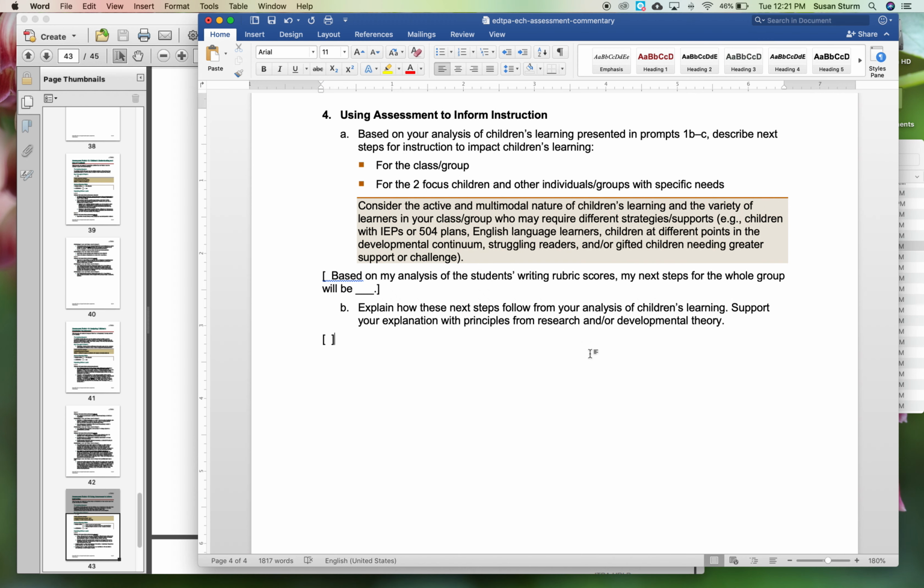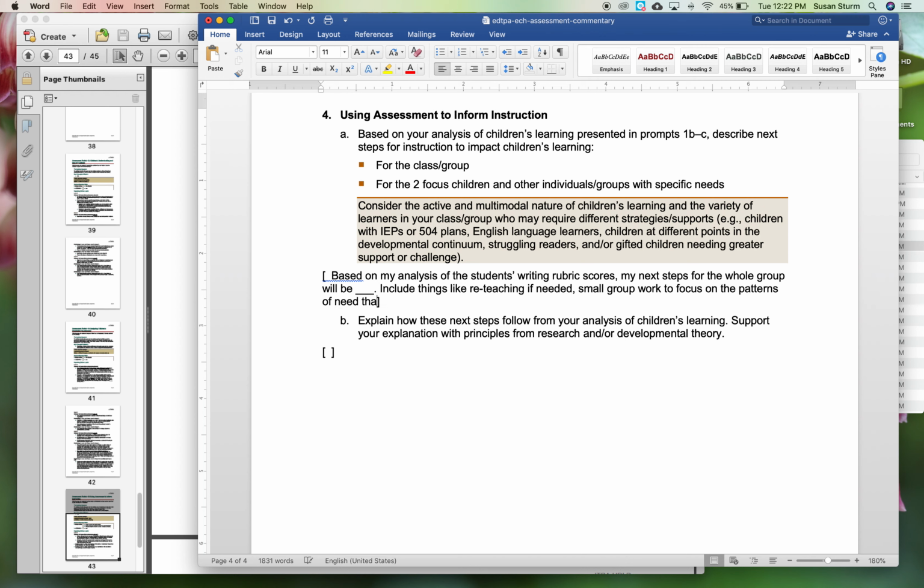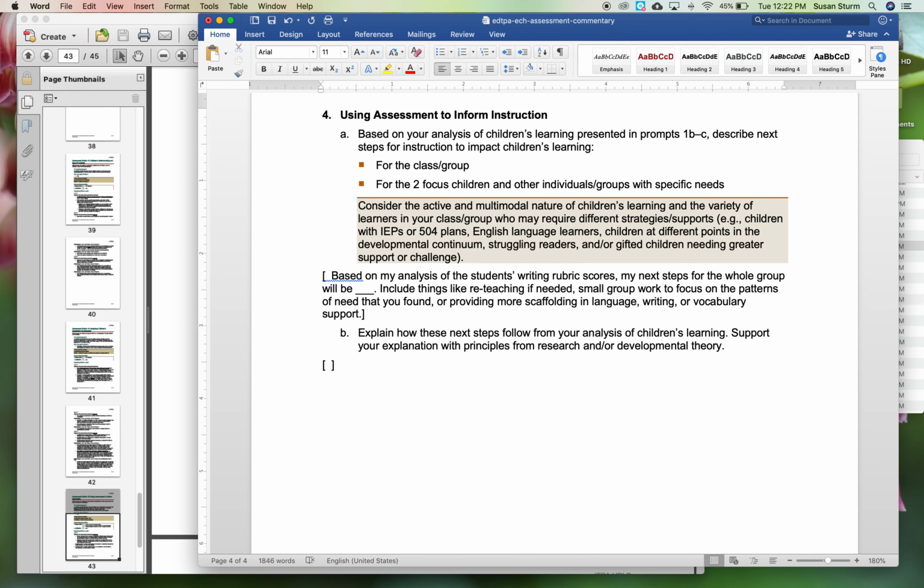So based on my analysis of the students' rubric scores, my next steps for the whole group will include things like reteaching if needed, small group work to focus on the patterns of need that you found, or providing more scaffolding in language, writing, or vocabulary support.